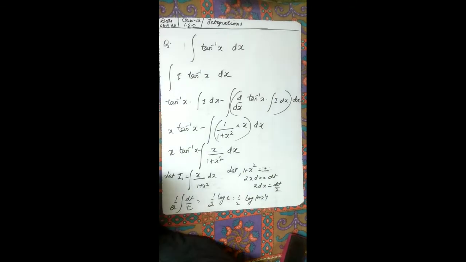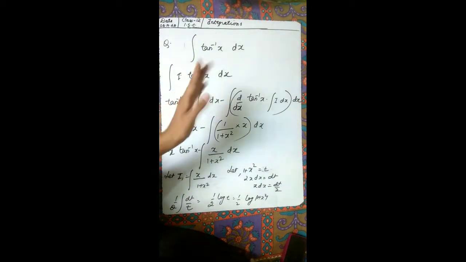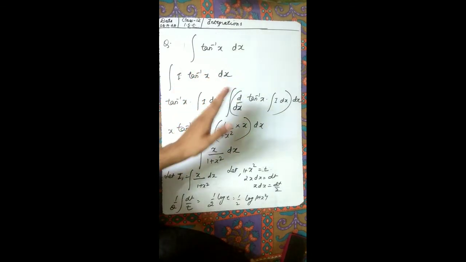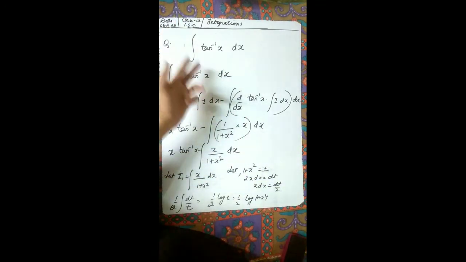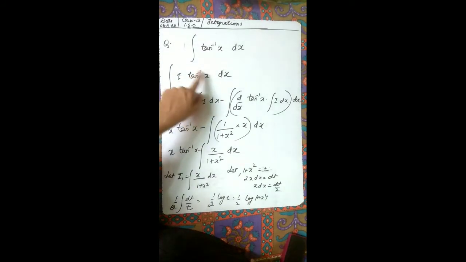Okay, let us understand this question. Integration of tan inverse x dx. We know the differentiation of tan inverse x is 1 upon 1 plus x square. Let us see the integration. As I told you, this is a single function, so let us take 1 into tan inverse x dx.